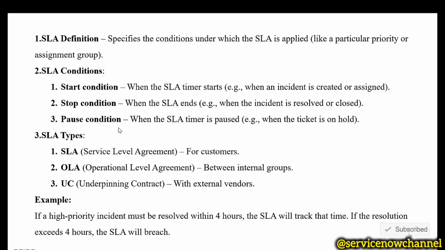Majorly we have three types of SLAs. As we know, SLA, which is service level agreement, is for customers. Another one is OLA, operational level agreement, which happens between internal groups. And UC, whose full form is underpinning contract, is with external vendors. This happens only with external vendors. So let's take one small example.